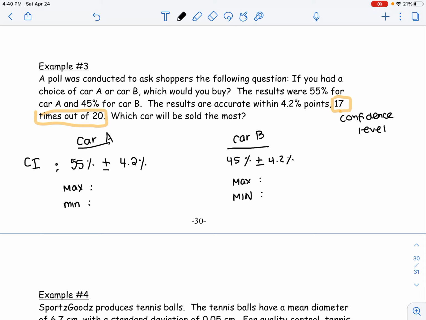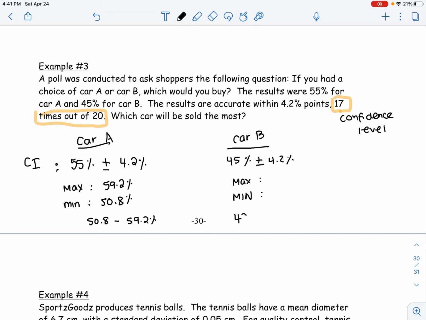So our max, if we add 55 plus 4.2, we get 59.2%. And 55 minus 4.2 would be 50.8. So we're saying that 50.8% to 59.2% of people will choose car A.